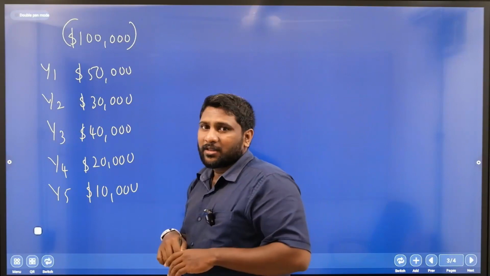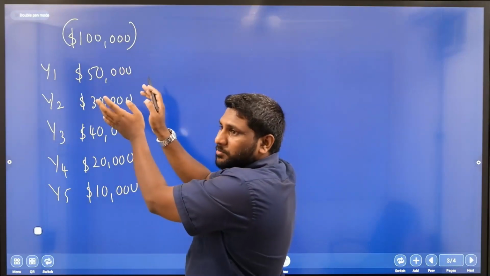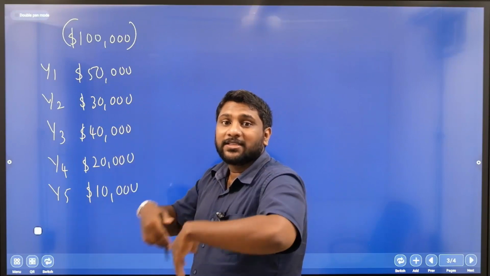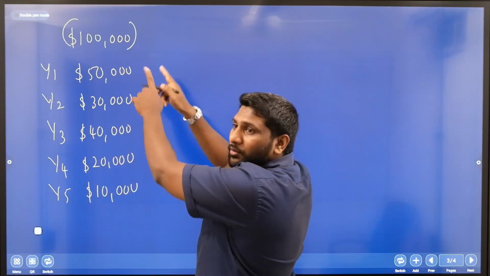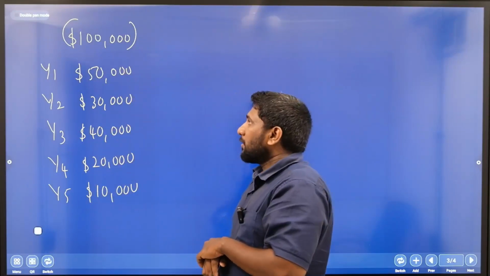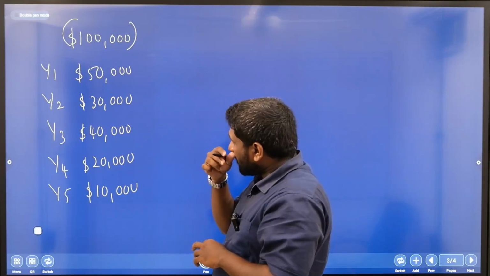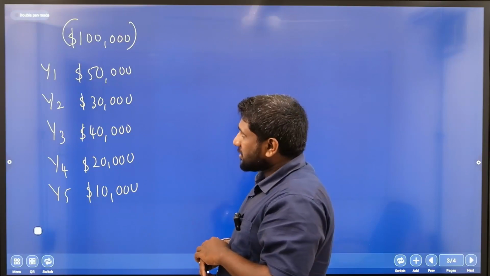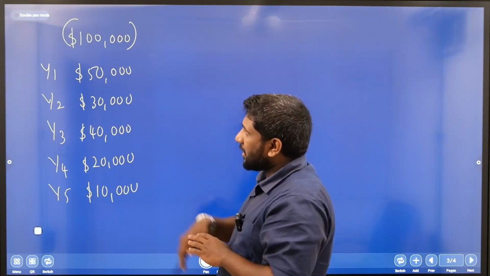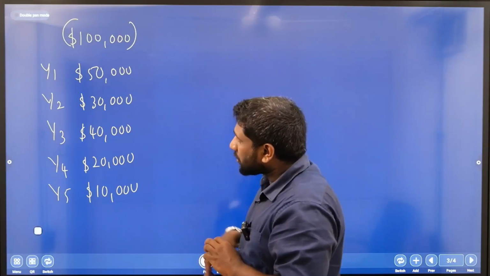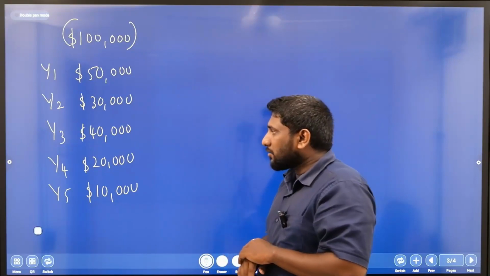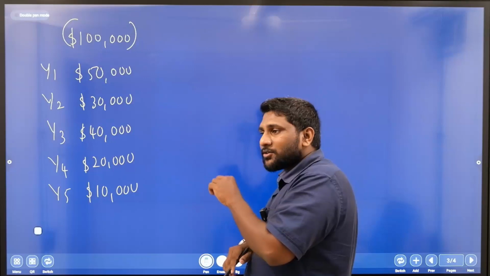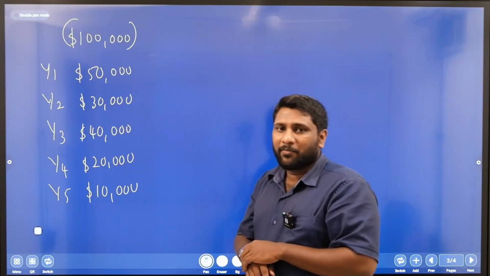Investment amount is 100,000. Why is it inside the brackets? Because if I'm investing, my cash is going out. Cash outflow goes inside the brackets. So I am planning to use this investment for 5 years. Each year I am expecting to generate year 1 50,000, year 2 30,000, year 3 40,000, year 4 20,000 and year 5 10,000. In such a question, how to calculate the payback period?